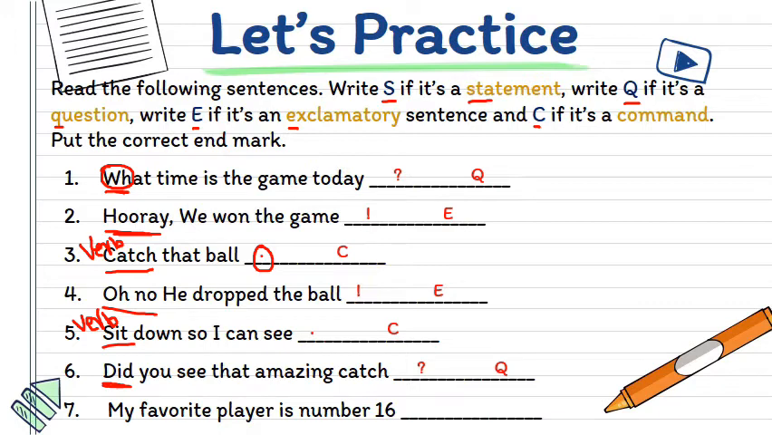And the last one, my favorite player is number 16. What is the speaker doing here? He's saying that my favorite player is number 16. So what is he doing? He's stating something. He's telling us something. So this is just a statement.